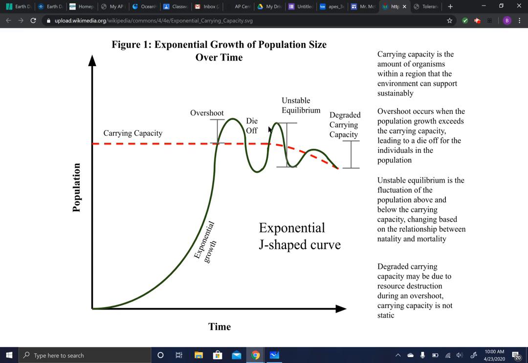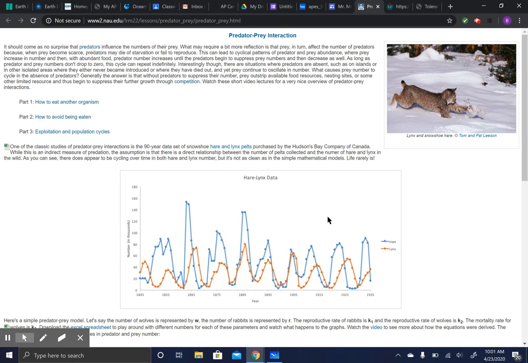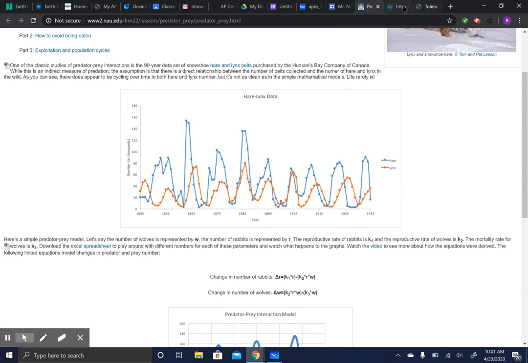All right. So I think that's pretty good review with that. Another thing we talked about with this, and I actually do have that lynx and hare chart, is the feedback loops we talked about as well. But that's the same concept there, right?